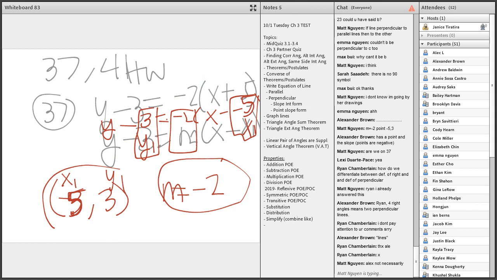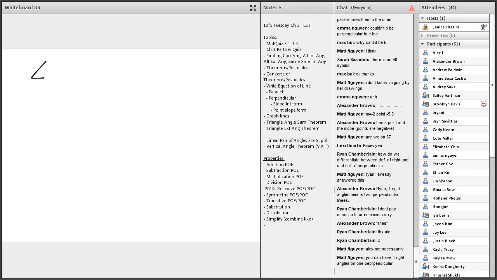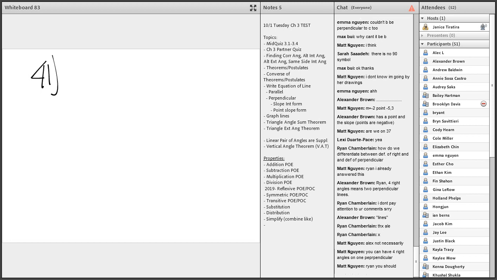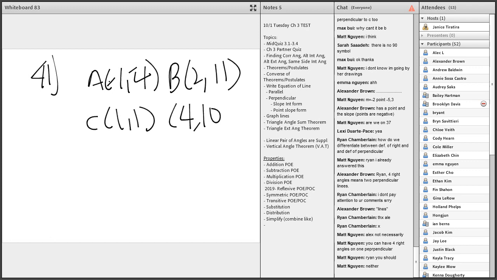The last homework question was 41 that I saw, unless I skipped one of them. And then I will go over standard form to slope-intercept. 41. This one, I'm not going to finish the whole thing. I know this was similar to your quiz. So A is negative 1, negative 4. And then B is 2, 11. C is 1, 1, and D is 4, 10.